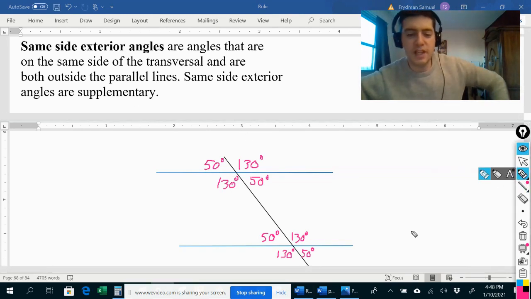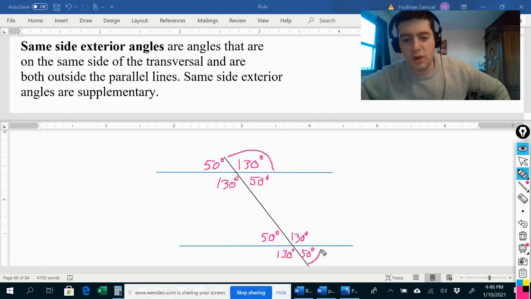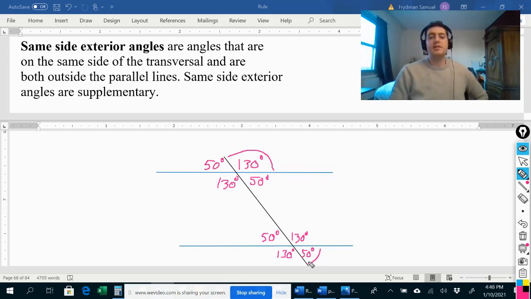So let's do an example of same side exterior angles. How about this one and this one? This is 130 degrees, this is 50 degrees. So these are both on the same side of the transversal. They're both on the right side of the transversal in this case. And they're both exterior angles, which means they're outside the parallel lines, that makes them same side exterior angles. And you can see that they're supplementary because this is 130 degrees, this is 50 degrees, 130 plus 50 is 180. So they add up to 180 degrees, which by definition makes them supplementary.